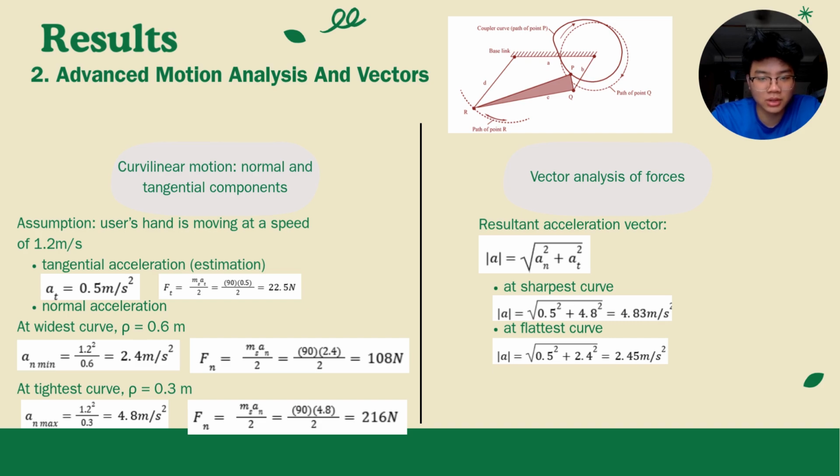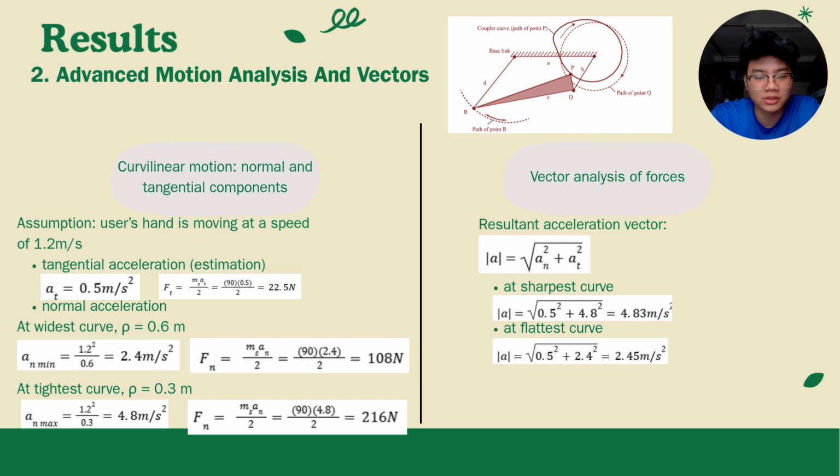For normal acceleration, using the formula a_n equals v squared over rho, at the widest curve where rho equals 0.6 meters, the acceleration will be 2.4 meters per second squared. Whereas at the tightest curve where rho equals 0.3 meters, the acceleration will be 4.8 meters per second squared. Using the accelerations, we can calculate the force as well.